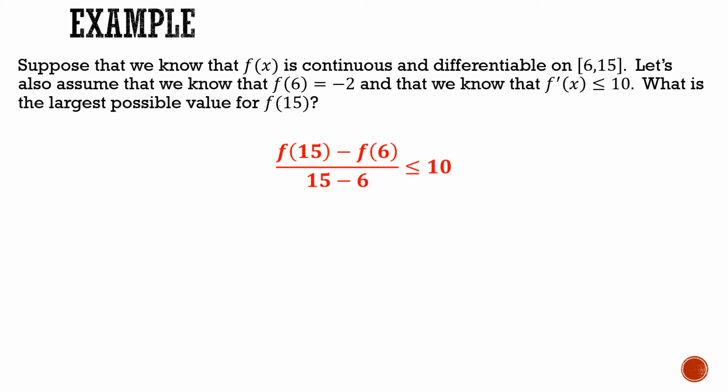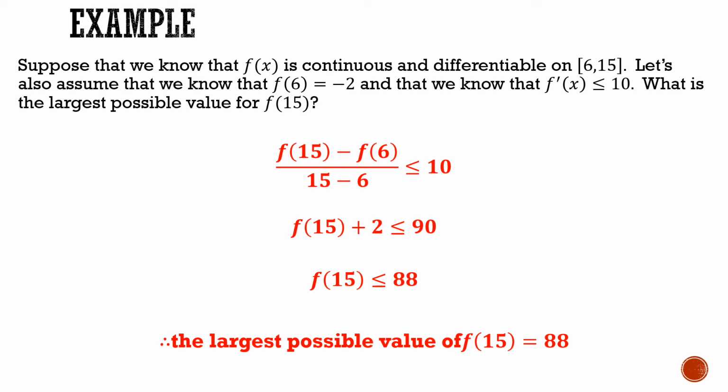Now, plugging in negative 2 for f of 6, I get f of 15 plus 2 has to be less than or equal to 90, by simplifying my denominator and multiplying on both sides. Next, I will subtract 2 on both sides, and I get f of 15 has to be less than or equal to 88. Therefore, the largest possible value for f of 15 would be 88.